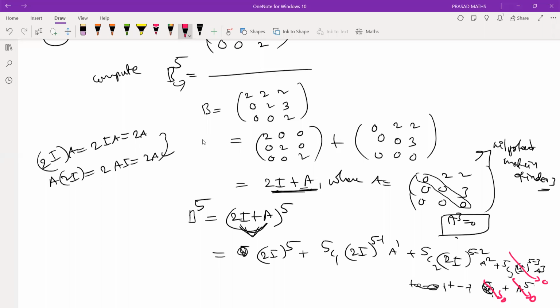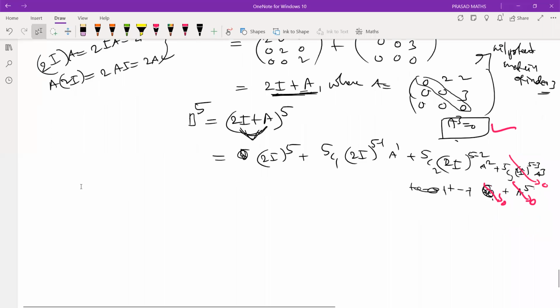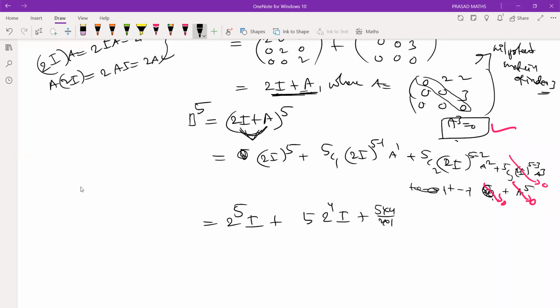Is it clear? Because A is a nilpotent matrix of index 3. So these terms are zero, therefore zero matrices. Therefore, what I require: 2 power 5 into I power 5, I power 5 is I, plus 5C1 means 5 into 2 power 4 into I. Next, 5C2 means 5 into 4 divided by 2 into 1, 2 power 4 into I into A square.